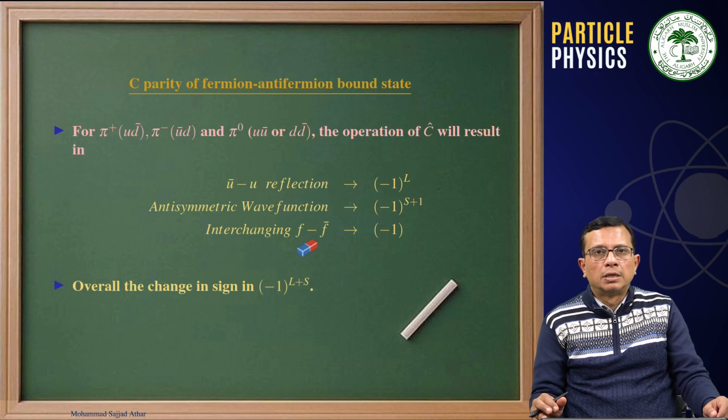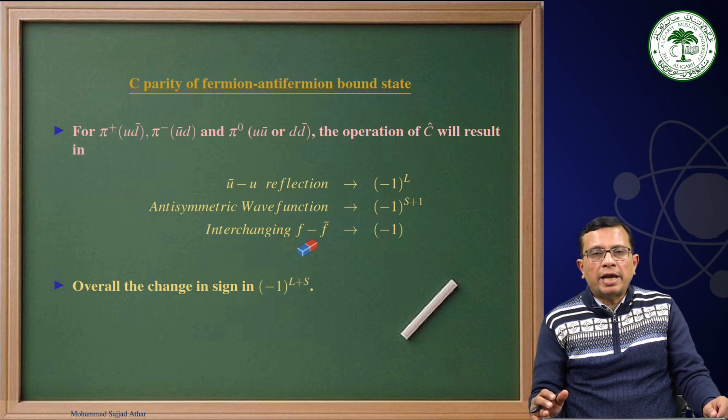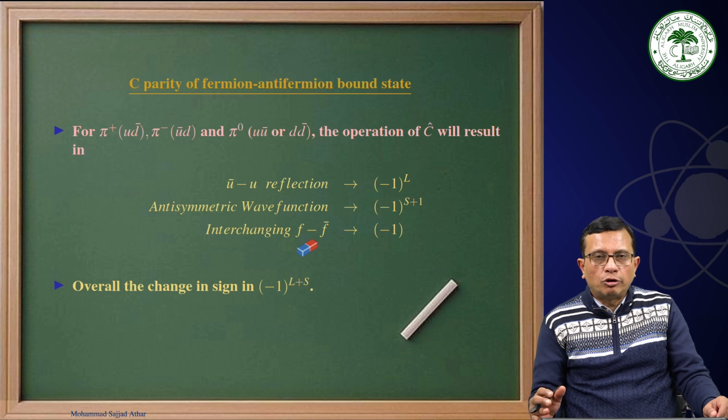Hello students, welcome to the 18th lecture on particle physics. In the last lecture, we had started the discussion on charge conjugation operation, and today we shall continue with that. We were talking about fermion, anti-fermion bound systems like the positronium system or the quarkonium system.